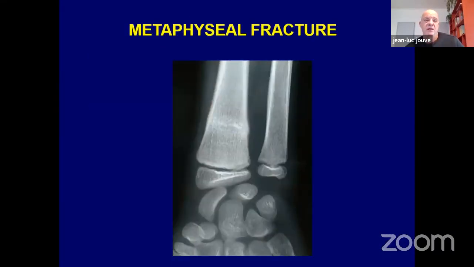Easier and more simple is the metaphyseal fracture. As you see, the classic metaphyseal fracture in the kid consolidates very quickly, with 3 weeks of consolidation. It's very interesting to see that in the diaphysis, a few centimeters above, the consolidation is very long, 2 months. But in the metaphysis and the epiphysis, you have consolidation at 3 weeks.